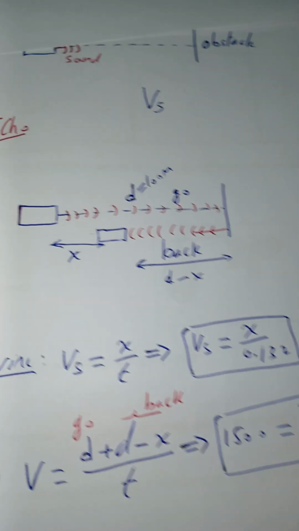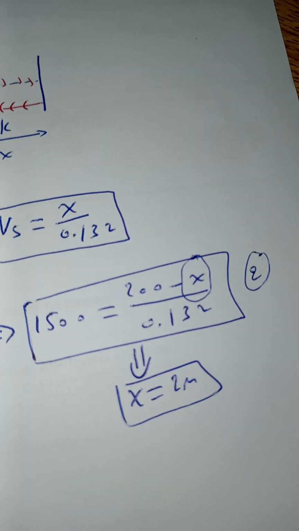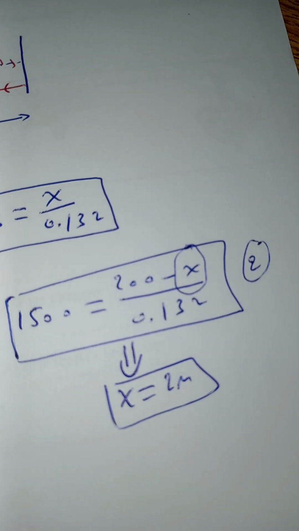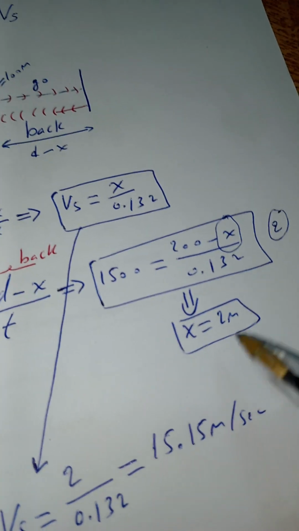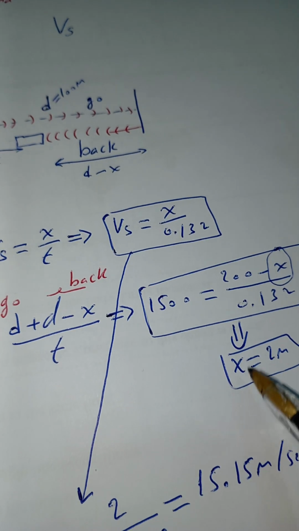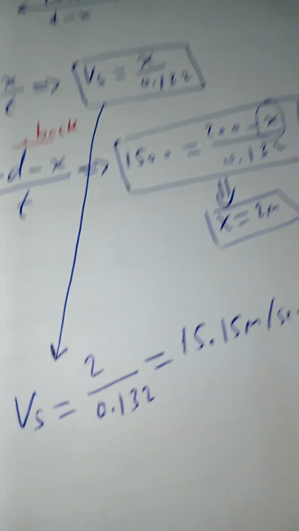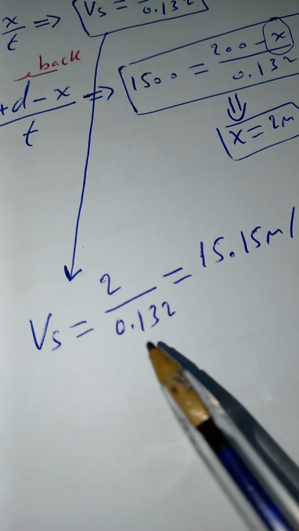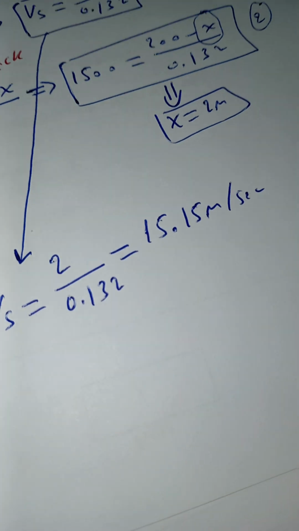Don't forget that x is the covered distance by the submarine. So we can solve this equation and obtain that x equals 2 meters. And now we replace the value of x in the first expression of Vs, which is the speed of the submarine. We obtain that Vs equals 2 over 0.132 equals 15.15 meters per second.